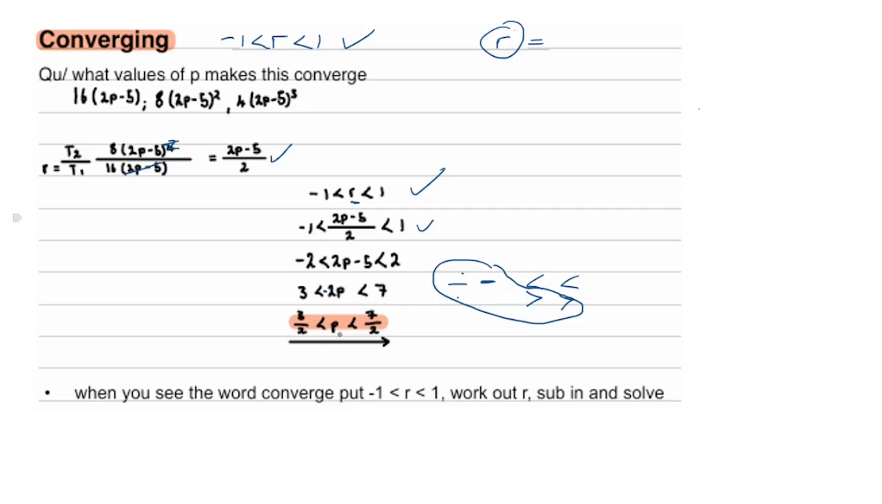And so that basically means that if I choose a p-value somewhere between 3 over 2 and 7 over 2, and I put it back into the question, you would notice that the actual terms that I then got when I did term 2 over term 1 or term 3 over term 2, the ratio between -1 and 1. And that's how you can do converging geometric series.